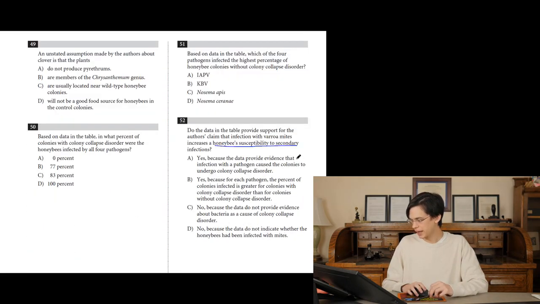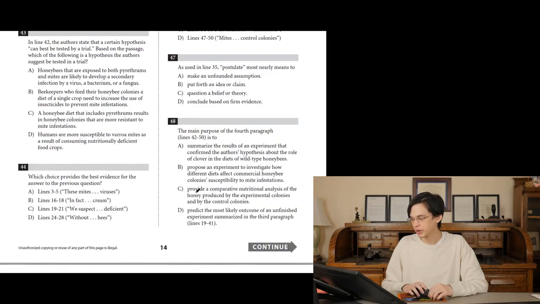Choice A: Yes. Do the data in the table support the author's claim? Yes, it does, because the data provides evidence that the infection with a pathogen caused the colonies to undergo colony collapse. Do we know the cause of why they underwent colony collapse disorder? Is the varroa mite the only reason why colonies undergo colony collapse? We don't know that. We know it's one cause, but we don't know if it's the entire cause. Does the data in the graph provide evidence that the infection caused colonies to undergo colony collapse?